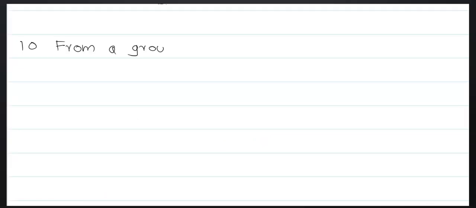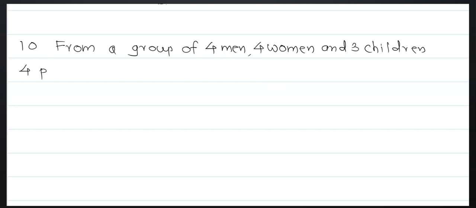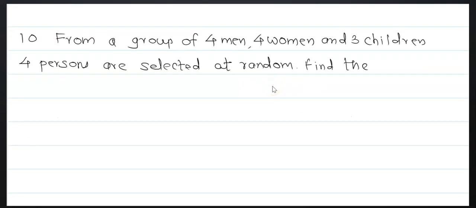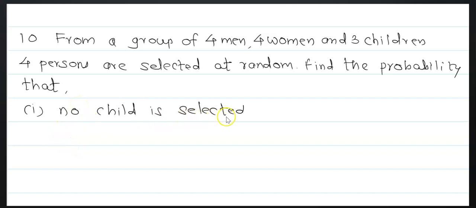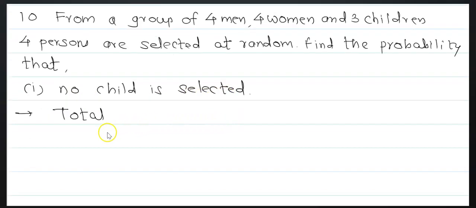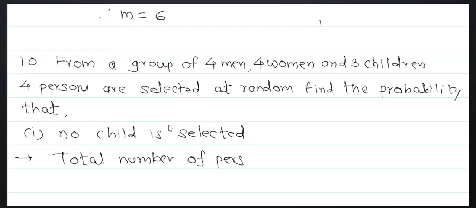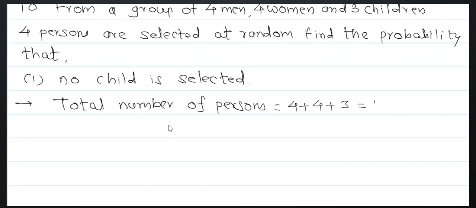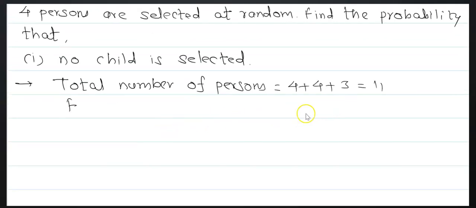Problem number 10. From a group of 4 men, 4 women and 3 children, 4 persons are selected at random. Find the probability that, first, no child is selected. All problems are very simple. That is, the total number of persons is 4 plus 4 plus 3, that is equal to 11.